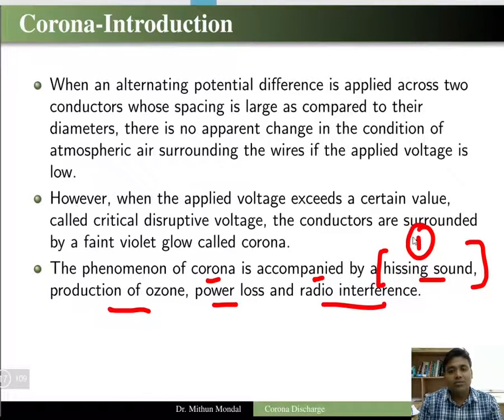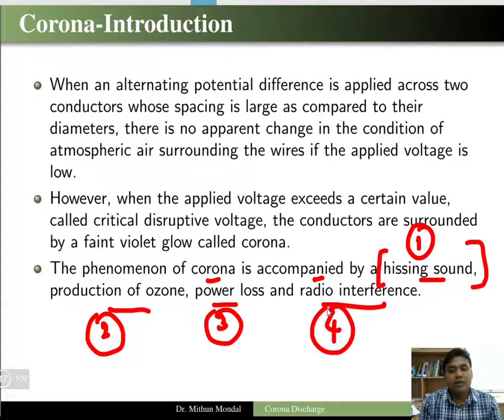One will be the hissing sound, production of ozone, power loss, and radio interference. And along with this, there will be a faint violet glow. So these are all results of the corona.